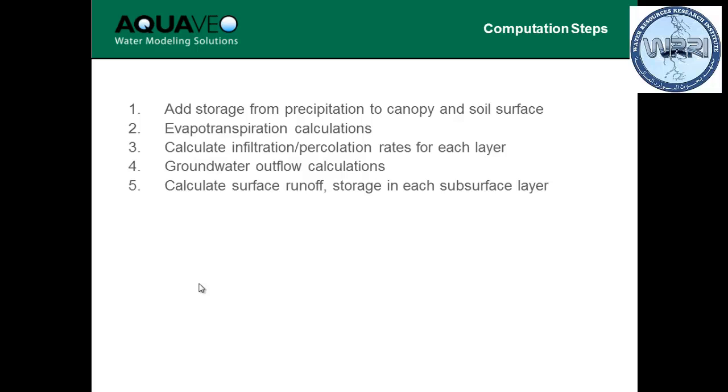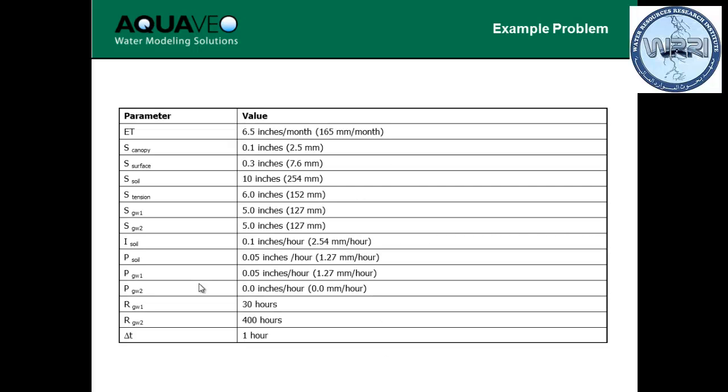First, I would add my water from the precipitation to the canopy and the soil surface. Then I'd do my evapotranspiration calculations. Then I'd compute my infiltration and percolation rates for each layer. I'd run my groundwater outflow calculations, and then calculate my surface runoff storage and storage for each subsurface layer. So I follow those 5 steps if I want to compute by hand. And so I have this example.